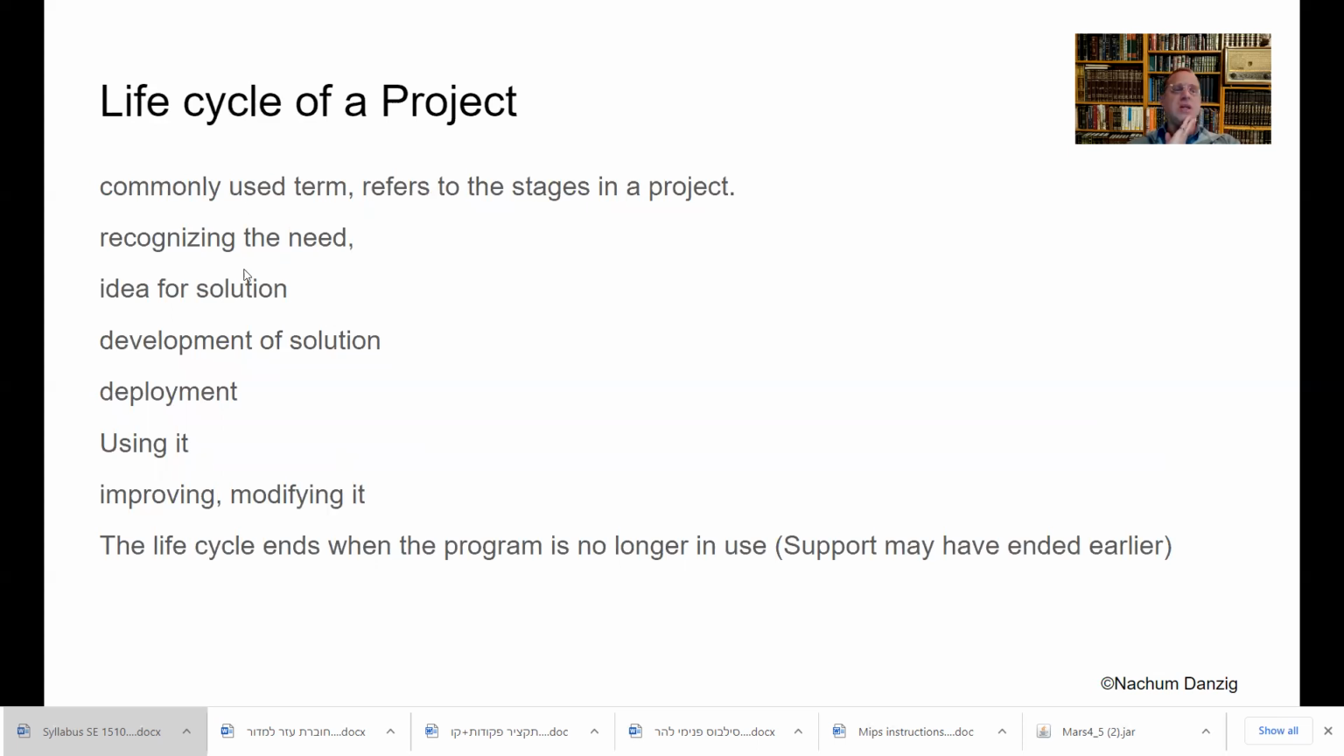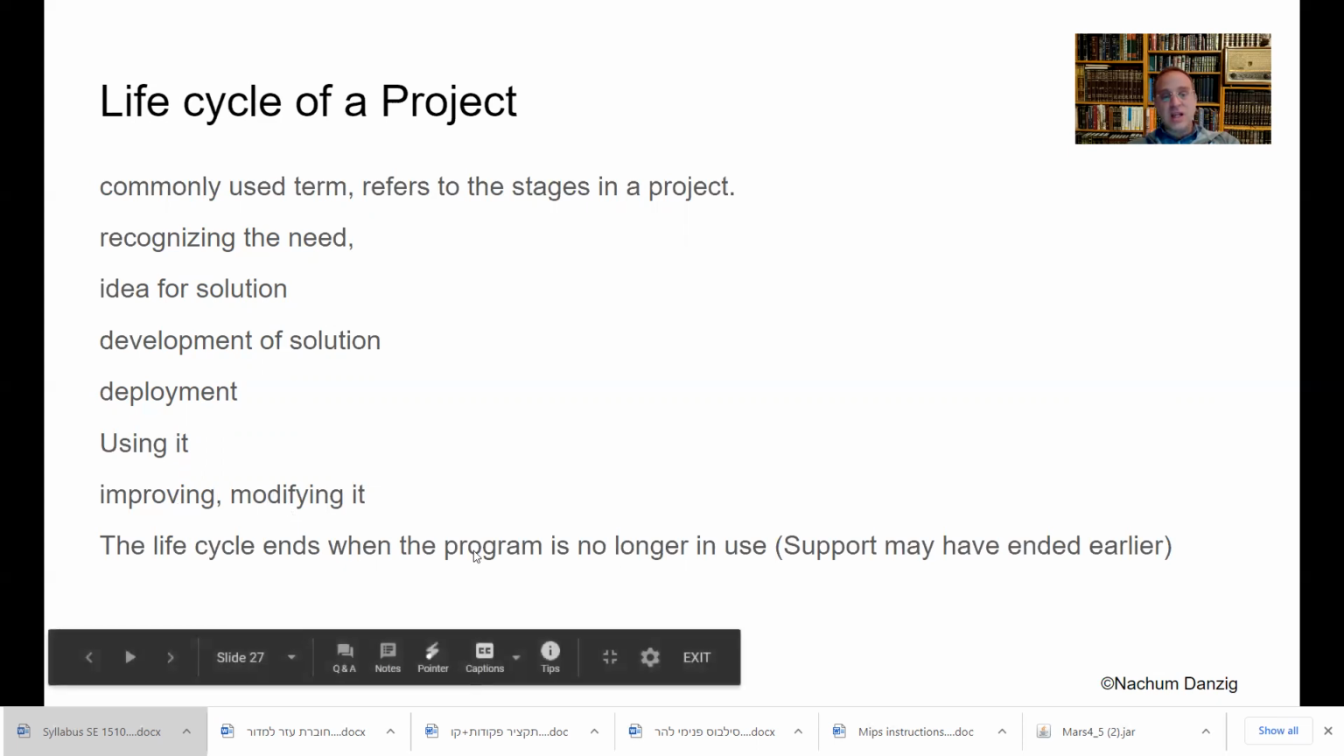First, we talked about this already, I think. First, you recognize the need. Then you have an idea for a solution. Then you develop the solution. Then you actually deploy the solution. You develop the solution, means you created the solution. Now you have to put it on the computers that are going to use it. That's deployment. Then it's on the computers. Now you use it. Now you improve it and modify it. And the life cycle ends when it's no longer in use.